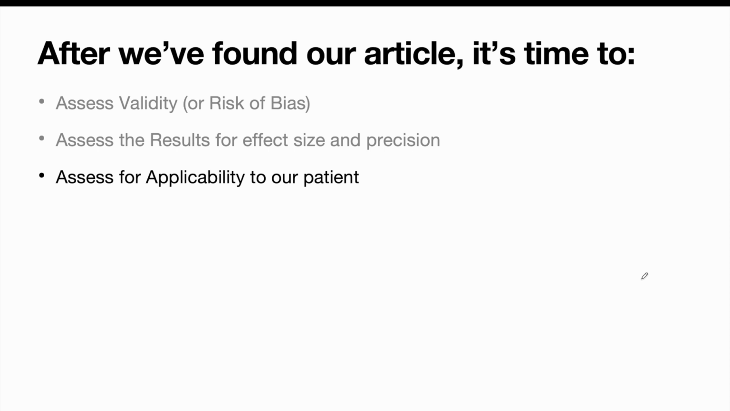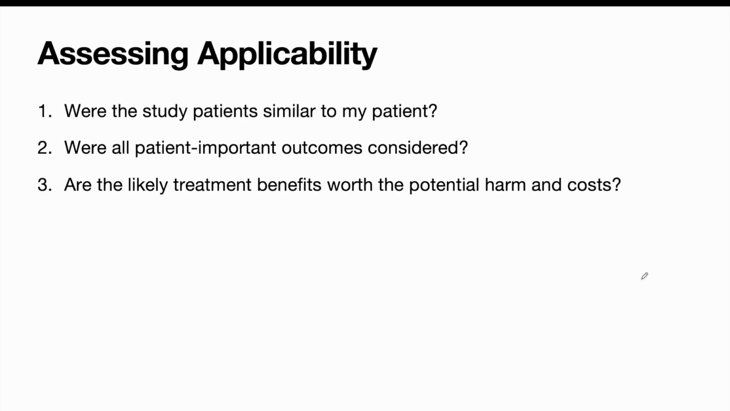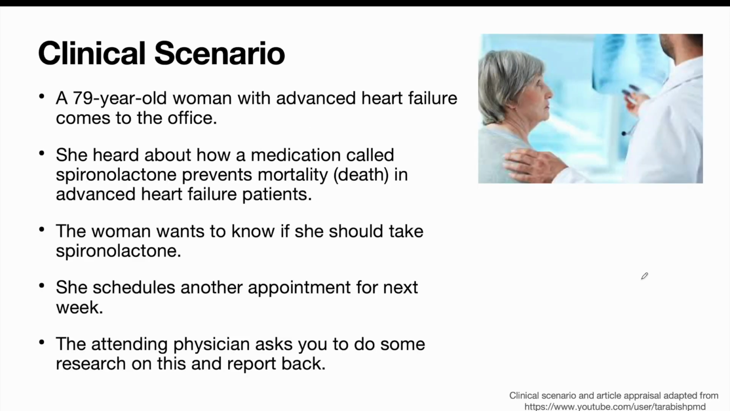Next, we assess for applicability to our patient. So we ask the questions: were the study patients similar to my patient? Were all patient important outcomes considered? And are the likely treatment benefits worth the potential harm and costs? We can answer our first two questions together by looking back at our patient. She was our 79-year-old woman with advanced heart failure. She heard about how a medication called spironolactone prevents mortality in advanced heart failure patients, and she wants to know, should she take spironolactone?